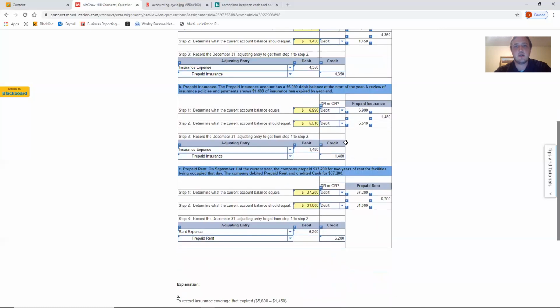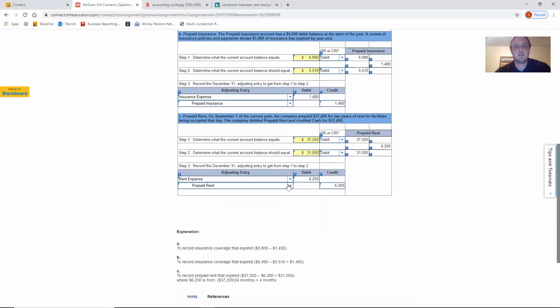All right, and if that was 6990, and we said that 1480 of it expired. So we start with a debit, we expire it with a credit. That's our debit and credit. So we're ending with 5510. Then we're going to increase the expense, credit the insurance, prepaid.